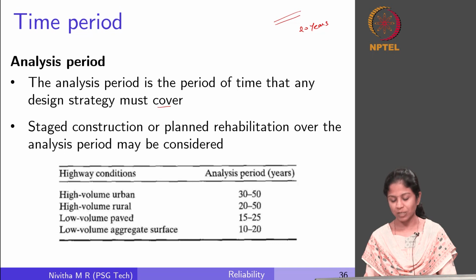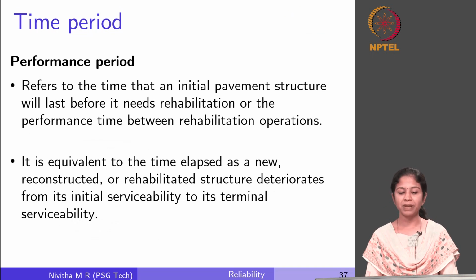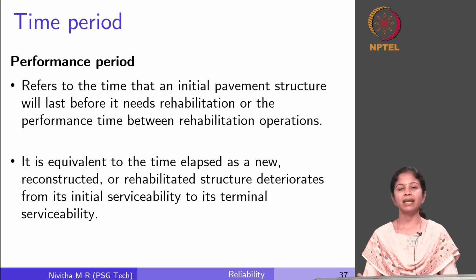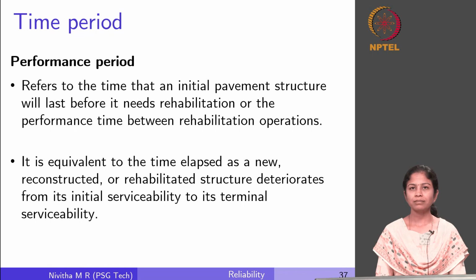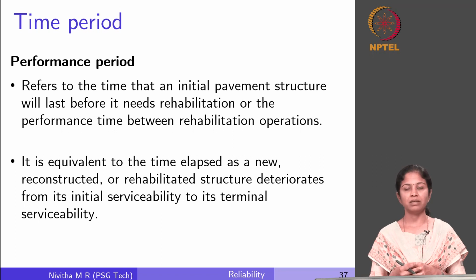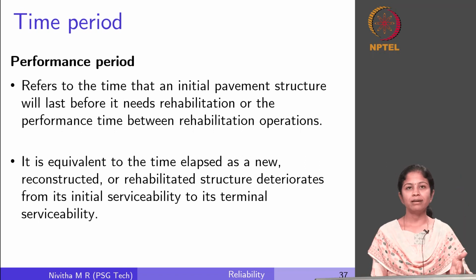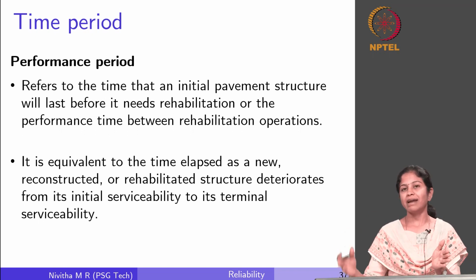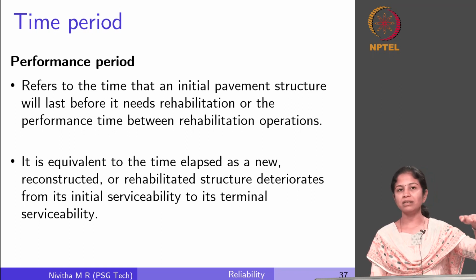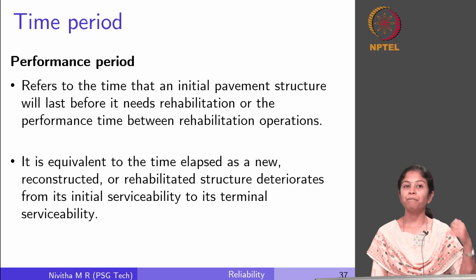Okay. So this is the analysis period. The performance period is slightly different. It is the time that an initial pavement structure, I have constructed a pavement, so that I call as an initial pavement structure, will last before it needs rehabilitation, or the performance time between two rehabilitation options. That is, once I lay a pavement, how long can it provide the desired performance, right? What is the time period between one treatment given to a pavement and another major rehabilitation operation I am carrying on the pavement. So once I put a pavement, for how long is it going to serve, right? That is what is called as the performance period.